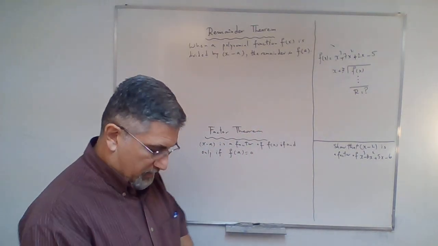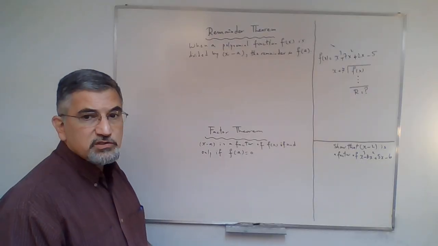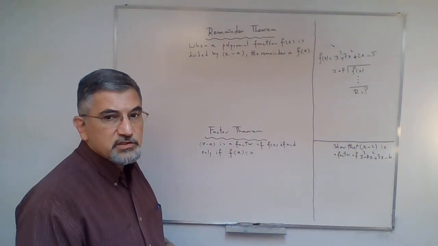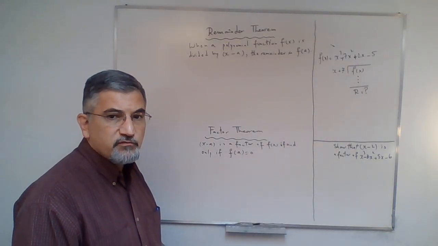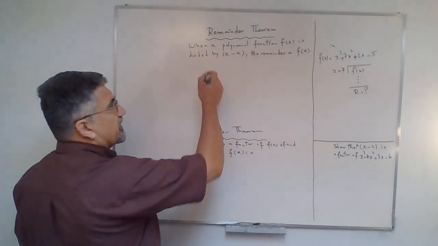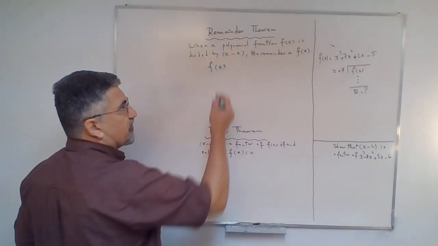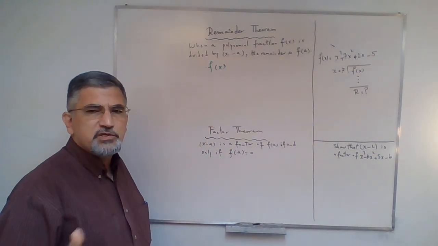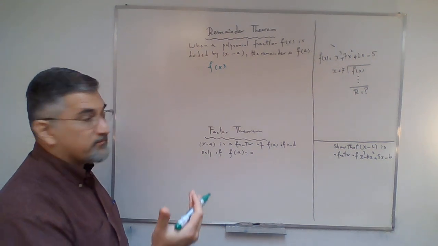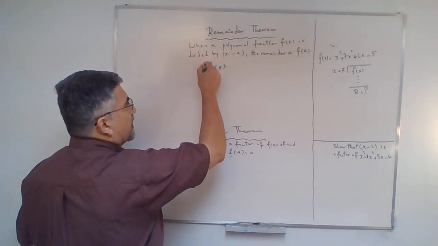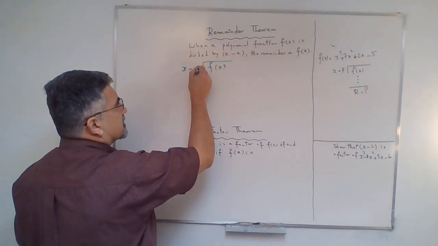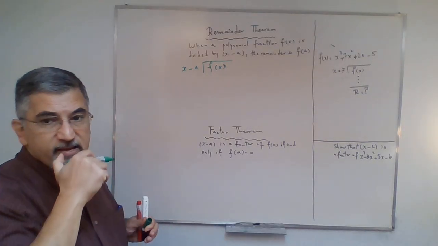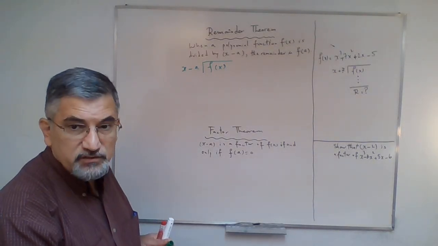That's what it says. And you may say, what is the logic behind this theorem? I can prove it for you. So imagine that you have this polynomial function f of x. Could be cubic, quartic, quintic, whatever. When you divide this by x minus a, you end up with some sort of quotient at the end of the day.